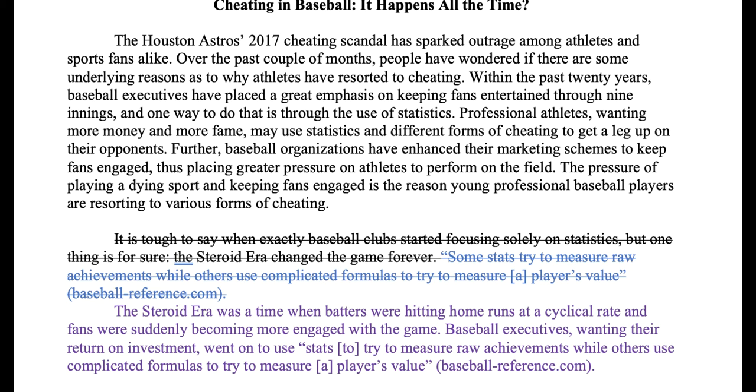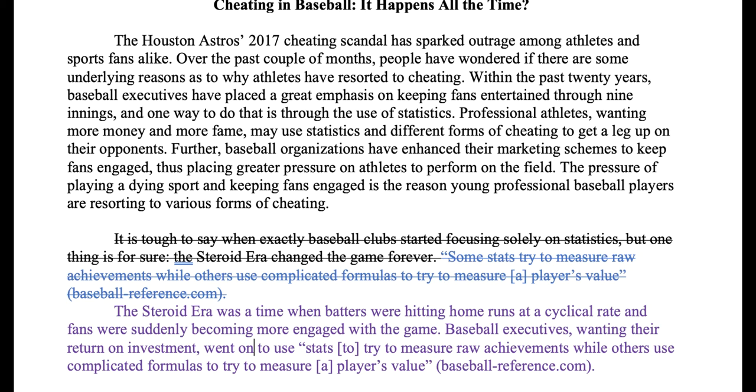So I rewrote my sentence, now in purple, and then blended my quote into a second sentence. So let's read it. The steroid era was a time when batters were hitting home runs at a cyclical rate and fans were suddenly becoming more engaged with the game. Baseball executives, wanting their return on investment, went on to use stats to try to measure raw achievements, while others used complicated formulas to try to measure a player's value.